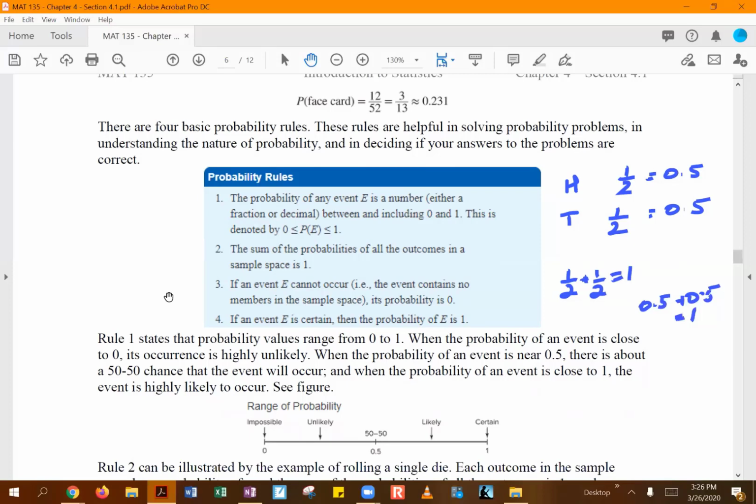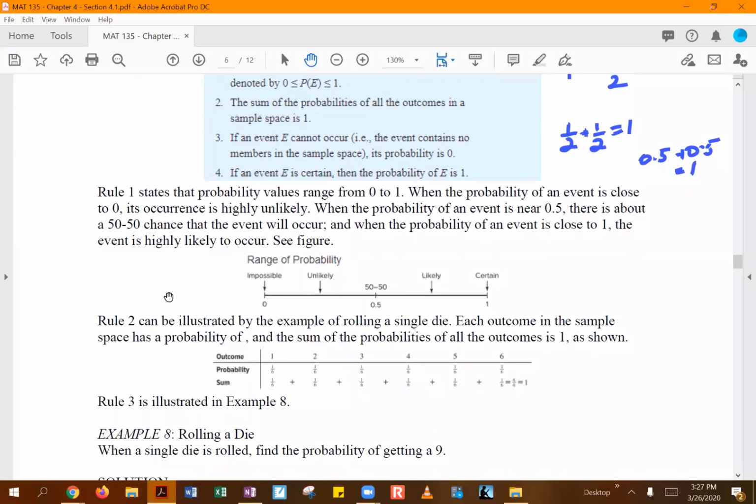Okay? So these are the rules that you're going to have to remember. Your probability can be anywhere from 0 to 1, including 0 and 1. The total of the probabilities in your sample space has to add up to 1. If the event has no chance of occurring, its probability will be 0. If the event is certain, you know it's going to happen, then its probability is going to be 1.